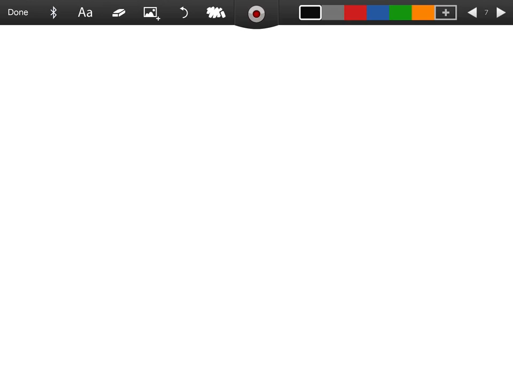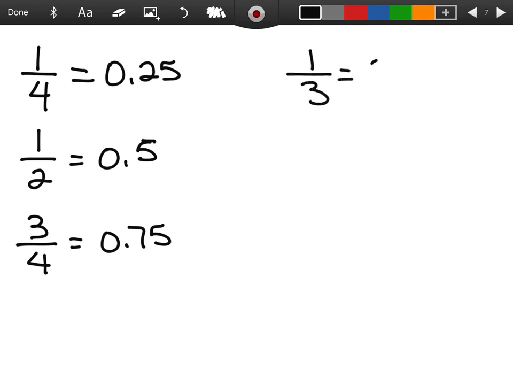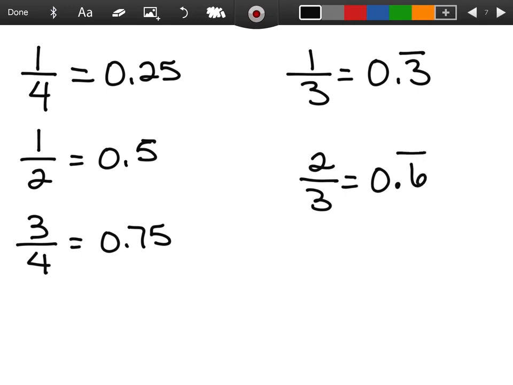You just keep going. There are some of these that you need to memorize. 1/4 is equal to 0.25. 1/2 is equal to 0.5. 3/4 is equal to 0.75. 1/3 is 0.3 repeating. And 2/3 is equal to 0.6 repeating. Okay? I strongly suggest that you memorize these.